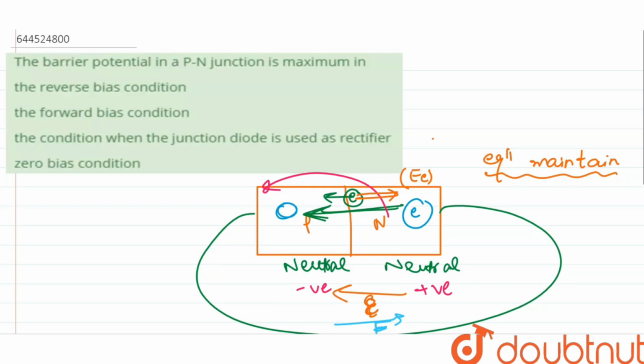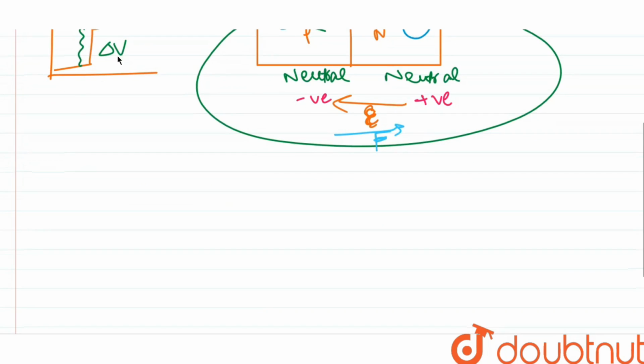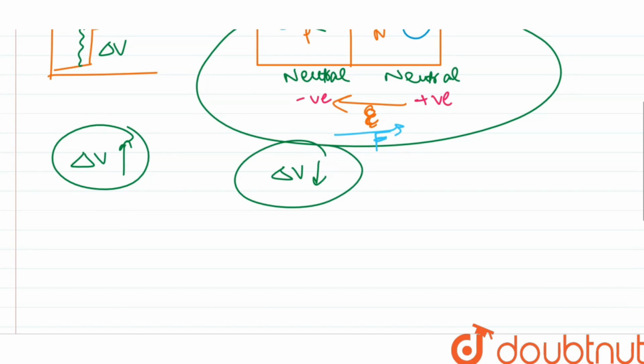Now what is a barrier? If we talk about barrier potential, I would draw a graph over here which would show the barrier junction. The graph is something like this, where we make a steep slope. This slope basically shows the barrier potential, where one side is the P side and the second side is the N side. If we increase the barrier potential, it is the reverse bias condition. If we decrease the barrier potential, it is known as the forward bias condition.